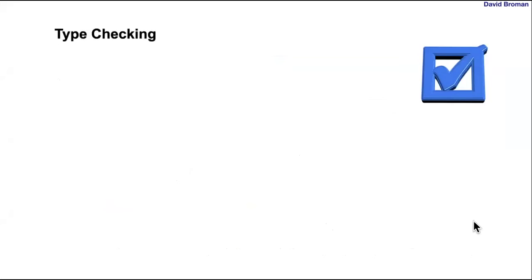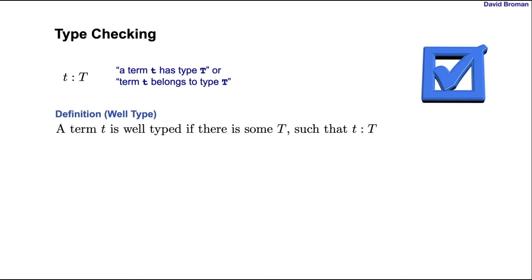Now let's look at types and type checking. When we write like this, it says that a term t has a type capital T. Note that we sometimes write lowercase t and sometimes write e for expression. It's the same thing. Another way of saying this is that term t belongs to type T. Then we have the definition of well-typedness. We say that a term t is well-typed if there is some type, capital T, such that t has a type T. Lots of t's here.